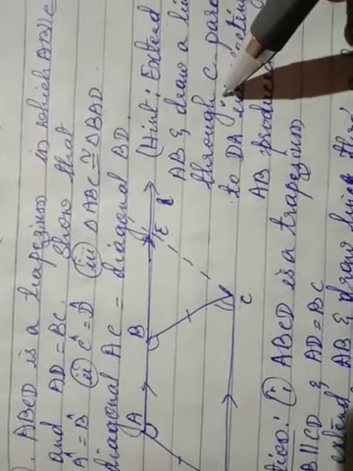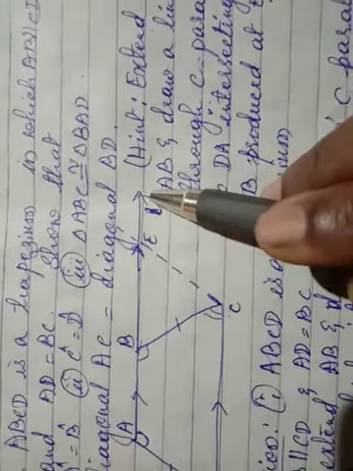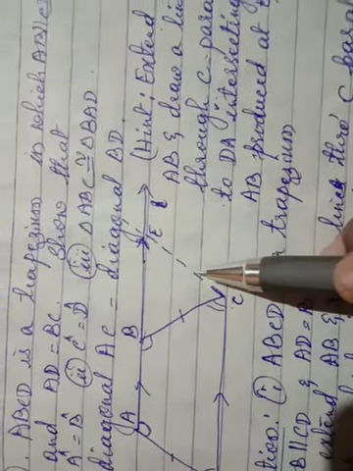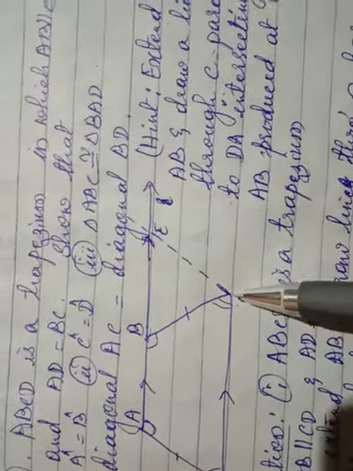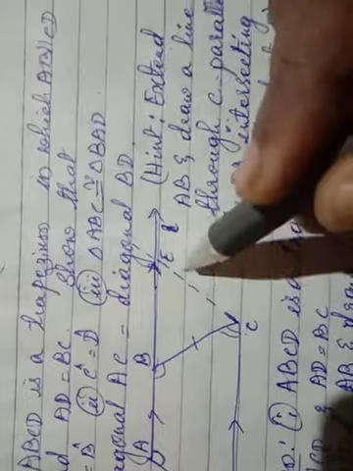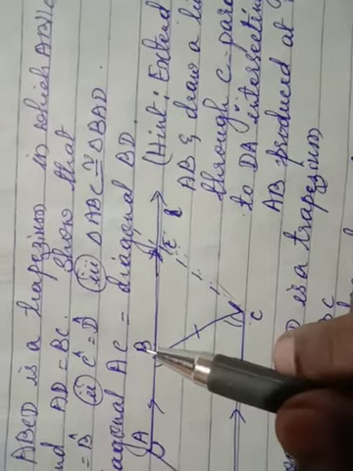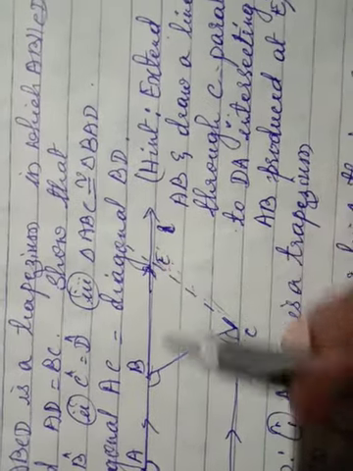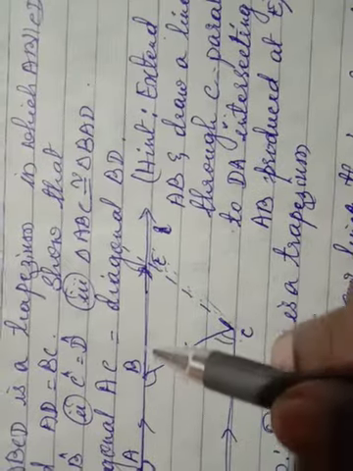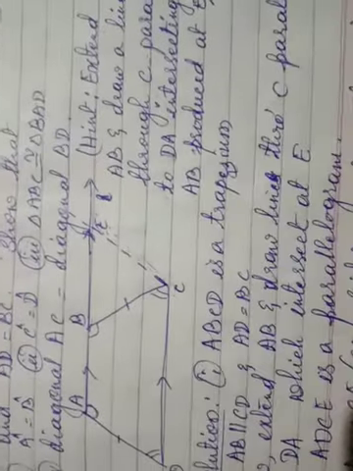Extend AB. Here we have extended AB. Draw a line through C which is parallel to DA. So we have drawn a line parallel to DA, intersecting AB produced at E. So we have to produce AB till E so that it intersects at E. Now the solution.